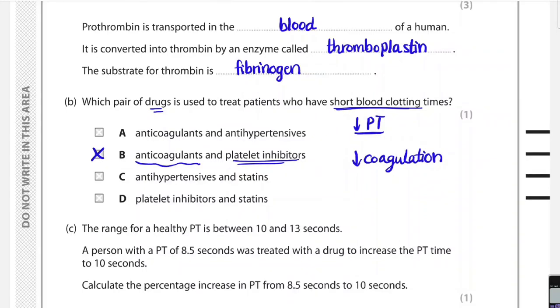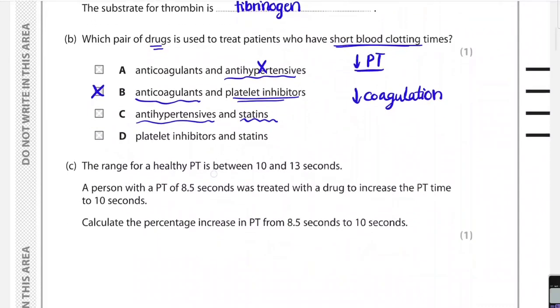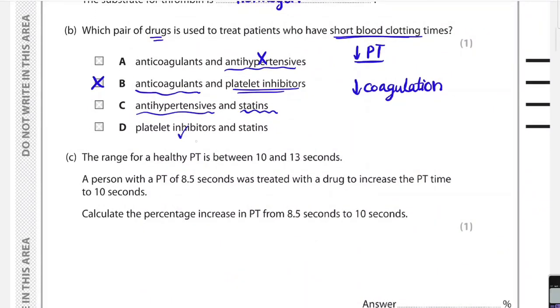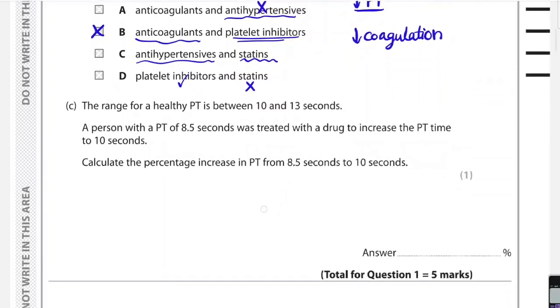And why is it B and not A? This is because antihypertensives are not related to this. They only treat high blood pressure. It's not C because statins are for high cholesterol, and of course antihypertensives are for high blood pressure. Platelet inhibitors is going to be correct, but statins is not correct, so my only correct answer is B.